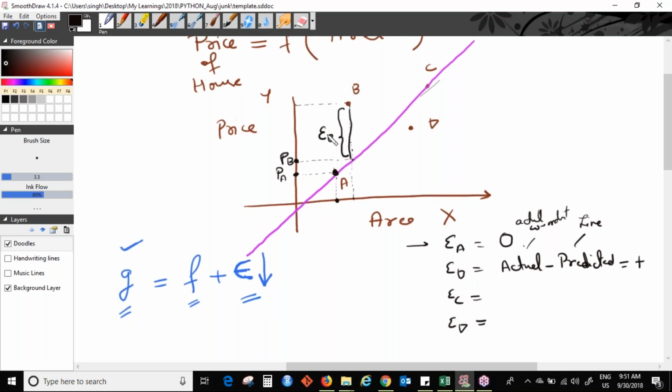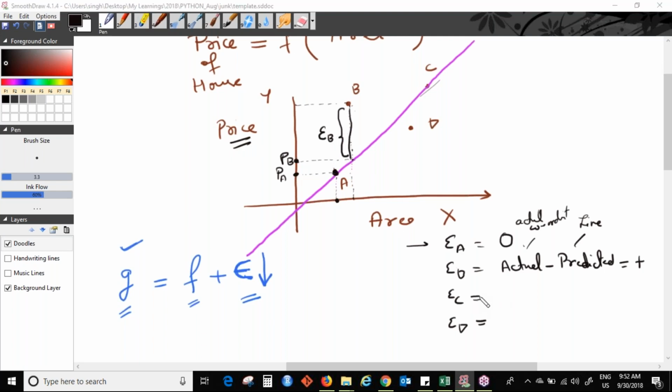So how did I find the error? I just took the distance parallel to the y-axis between the actual and the predicted. Remember, I have taken parallel, not perpendicular. Why parallel to the y-axis? Because my y-axis is the dependent variable. I'm trying to find whatever is on my y-axis. So I will take parallel to the y-axis. So this is my error B.